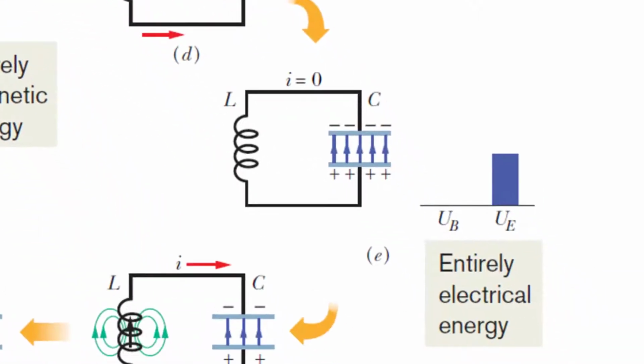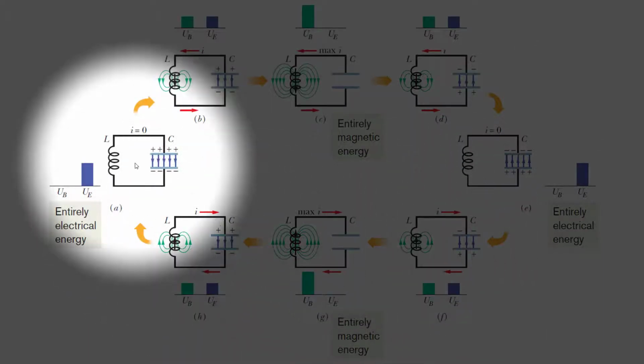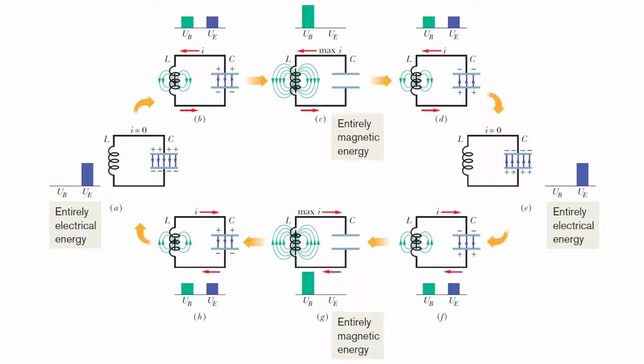In E, the cycle is halfway completed. The capacitor is once again fully charged, but the polarity is reversed. All of the energy resides in the electric field between the capacitor plates, and the inductor is completely de-energized. Going from step E to F, G, H, and back to A completes the full cycle. The second half of the cycle is just like the first half, only in reverse. In the absence of any resistance, this cycle would repeat endlessly.